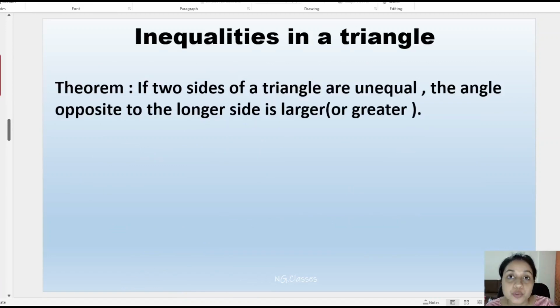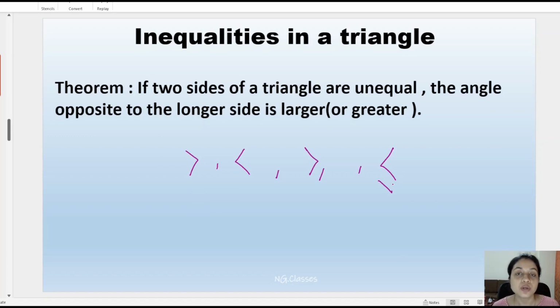And now we have a few inequalities which give a few theorems for triangles. So inequality means either the greater than sign, or the less than sign, or greater than or equal to, or less than or equal to. These are the 4 inequality signs. You must have done questions like 5 blank 6. That means 5 is smaller than 6, or -2 blank -3. That means -2 is larger than -3. Like this, we have a few inequalities in triangles. Let's see what those are.